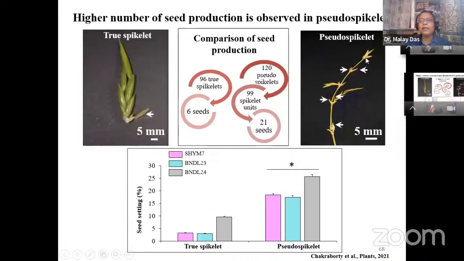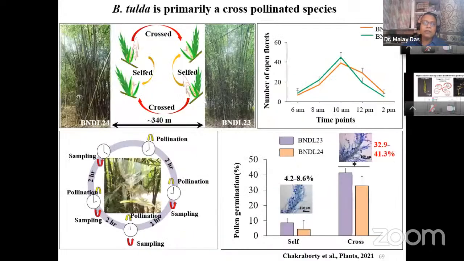And when we counted the seed number, we also see that the number of seeds was much higher in the pseudospikelet compared to the true spikelet. And for this, we came up with some kind of ecological and possible evolutionary explanation, which we explained in our Plants paper, which we recently published. But what I want to end with today is that yes, it is possible to do breeding in bamboo. We are one of the few groups which tried to do this kind of crossing experiment on the plants which are growing in the field.